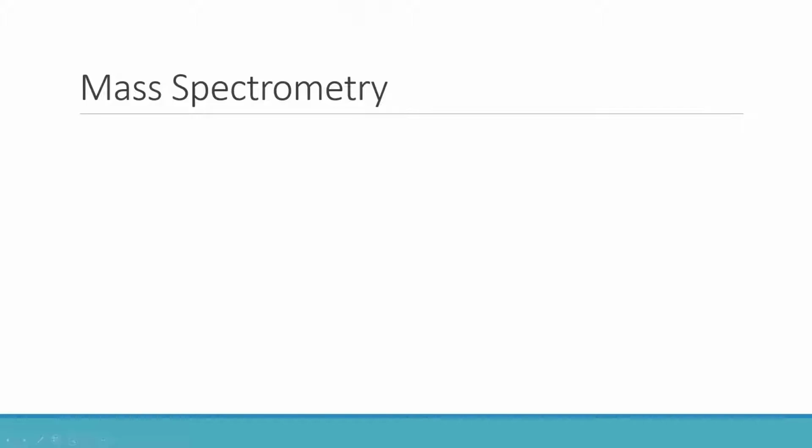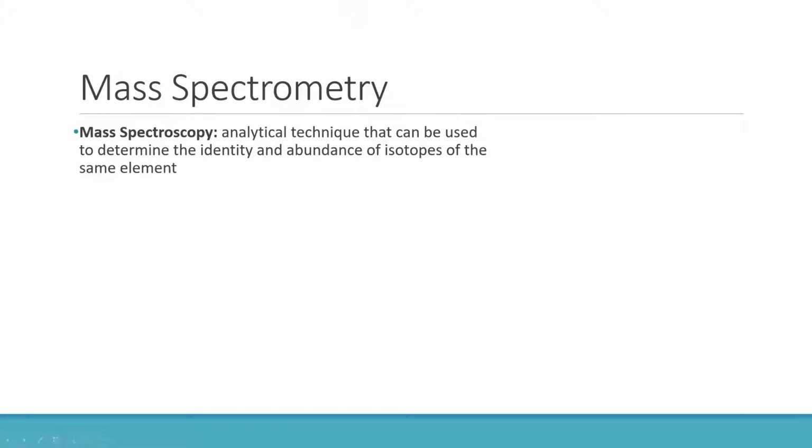Now we're going to get into how to detect and actually identify every single isotope for the same exact element. The way that we do that is with something called mass spectroscopy, which is simply a technique that we use to identify isotopes and check their abundance. Now this word abundance just literally means the amount of each isotope.